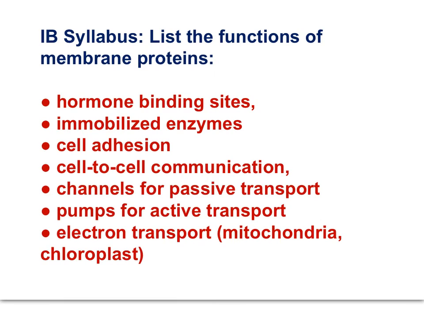At this point, let's read through the list with the understanding that I'll be strengthening your understanding of these functions in the next movie and throughout the entire course. Here's the list. Membrane proteins can function as hormone binding sites, as immobilized enzymes, cell adhesion, cell-to-cell communication, channels for passive transport, pumps for active transport, and proteins for electron transport in the processes involved in mitochondria and the chloroplast.